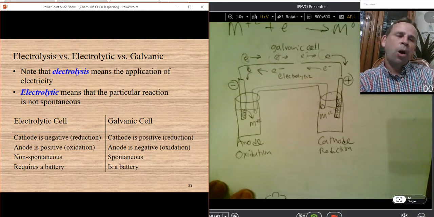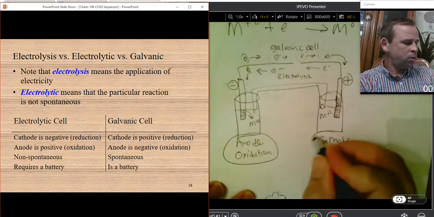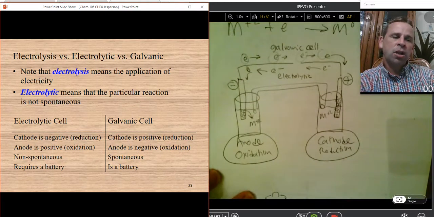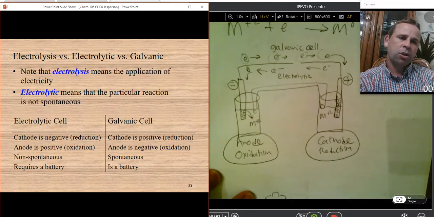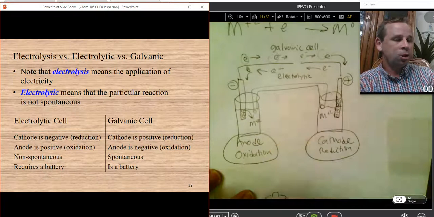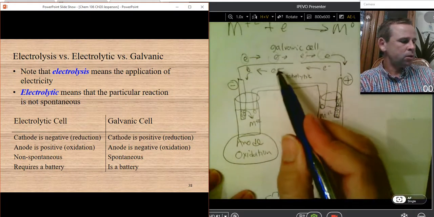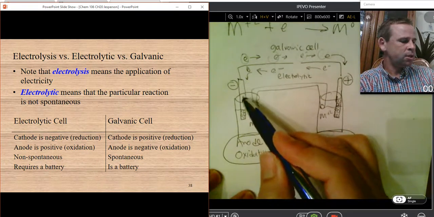So all you have to remember, essentially, is that the anode is where oxidation occurs and the cathode is where reduction occurs in the galvanic cell. If you just remember that, and then you think about the electrolytic cell, the charging of it being opposite, now these electrons are going to be running towards this side.